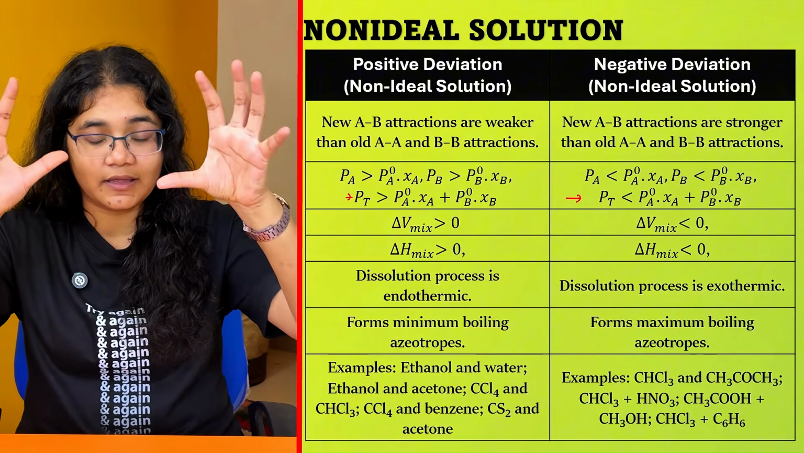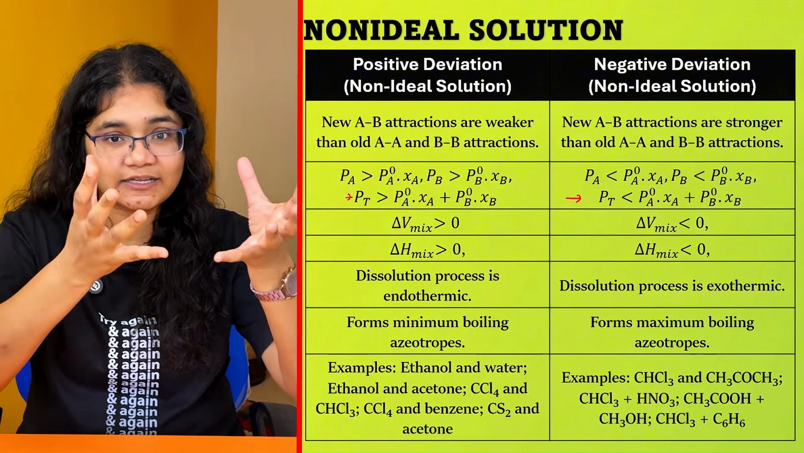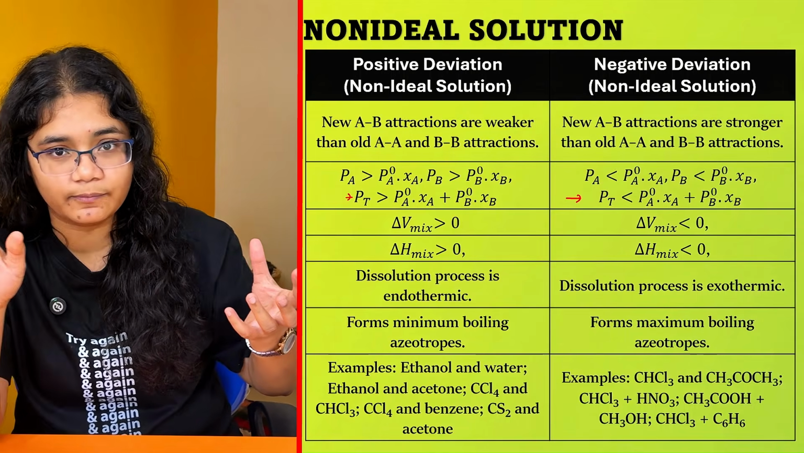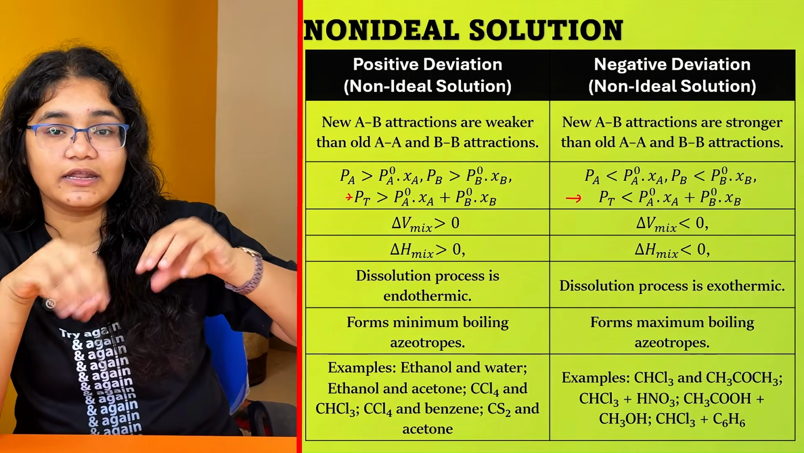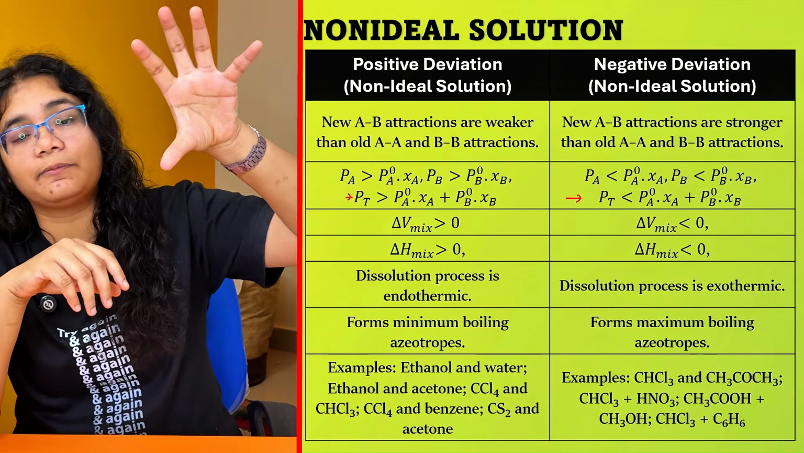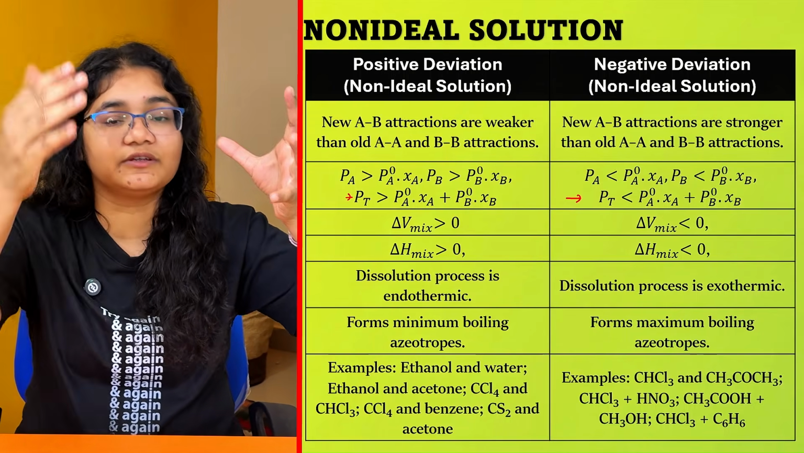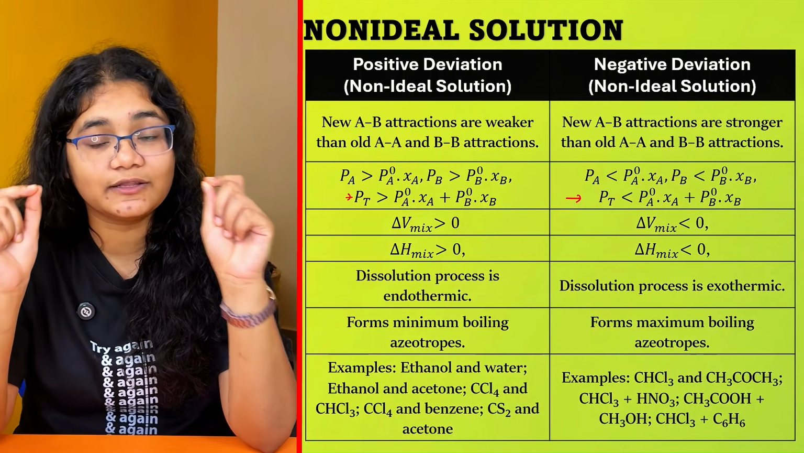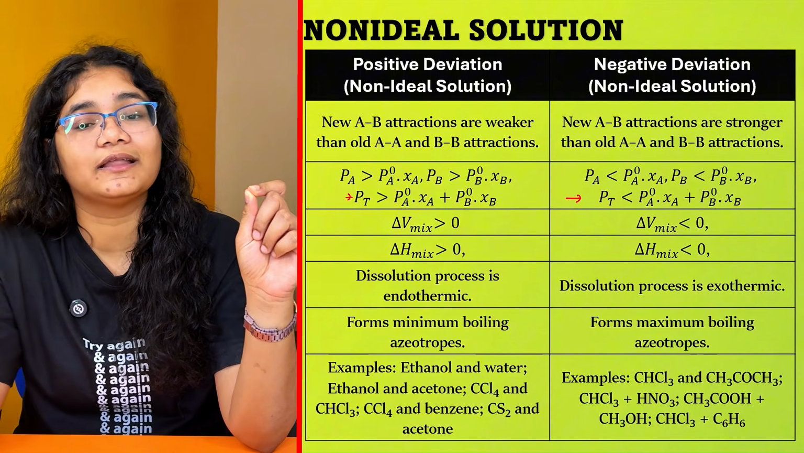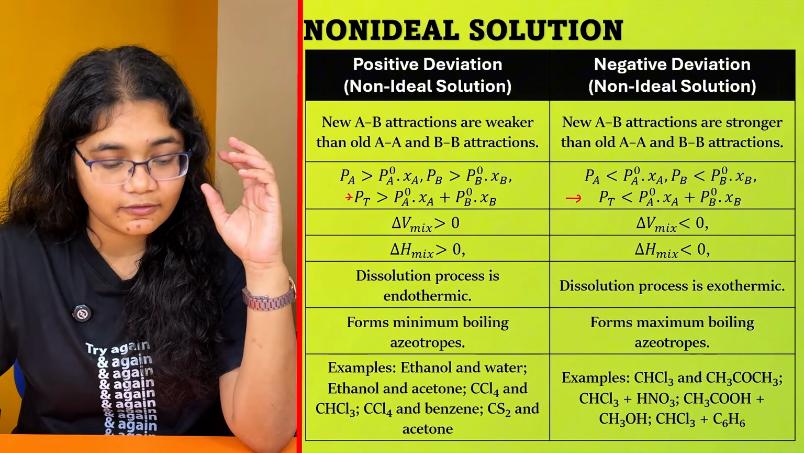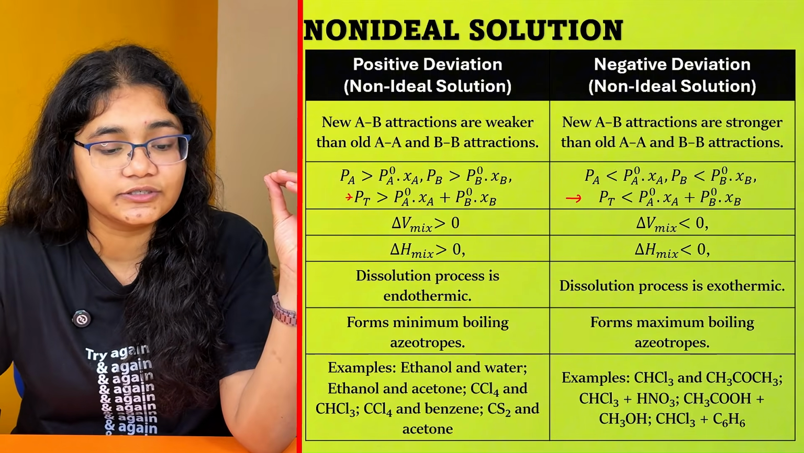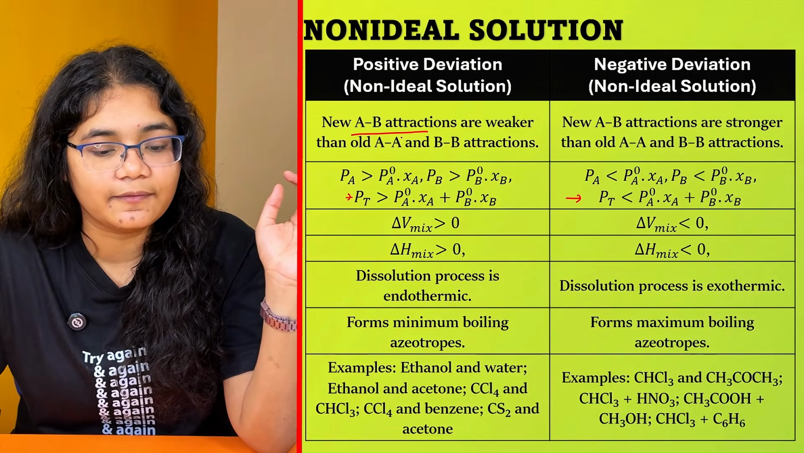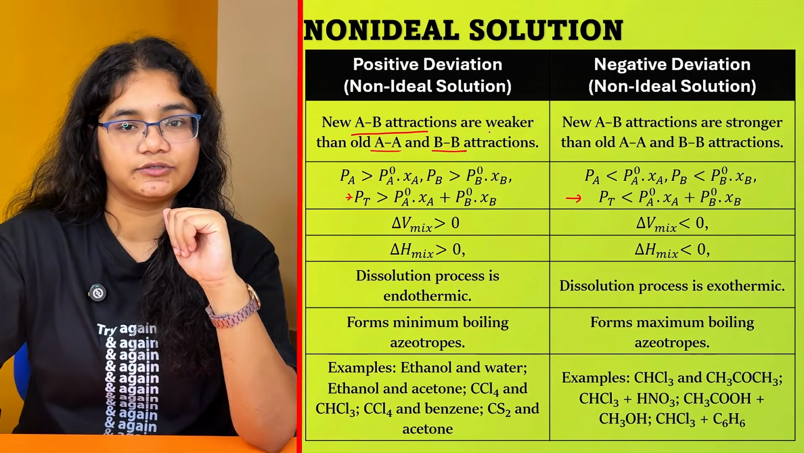So when they escape, more A vapors are formed than the calculated value. Suppose 5 was the calculated total, but since the interaction is very weak, A will evaporate faster and give you more A, B will also evaporate faster, and more pressure will be created in the vapor phase. That is why the total pressure will be more than the calculated value. So here the new A-B interactions between A and B are very weak compared to the old AA and BB interactions.